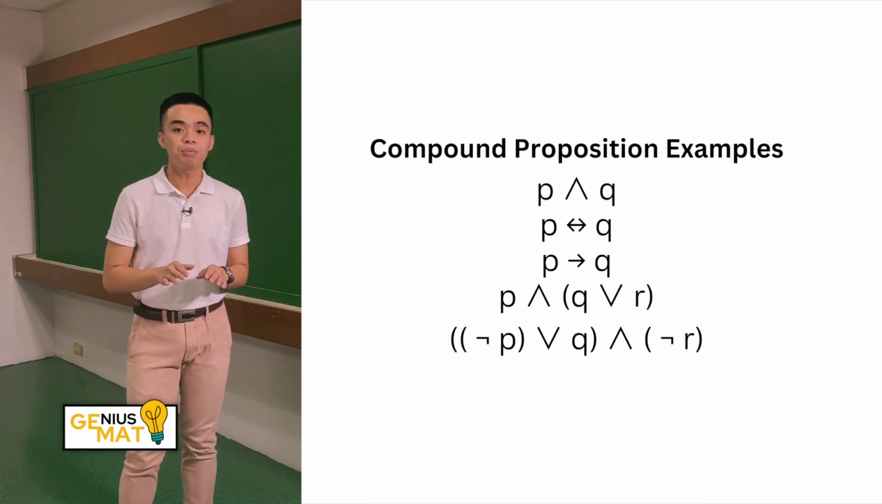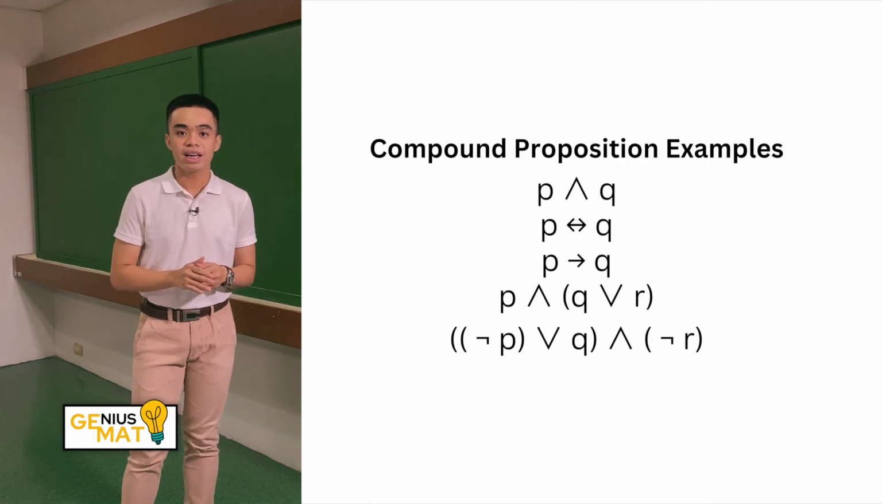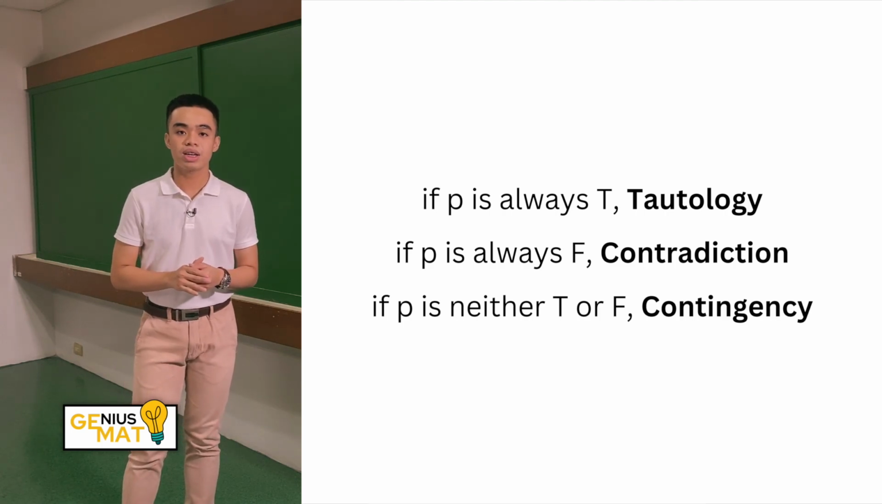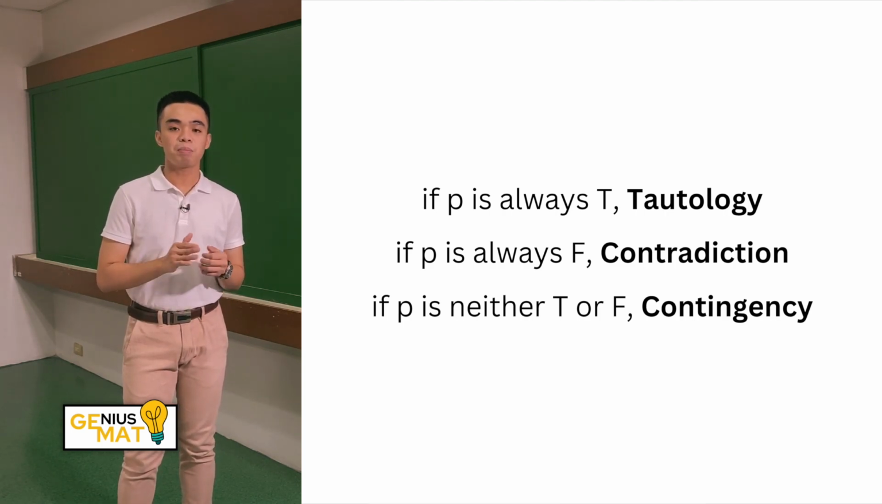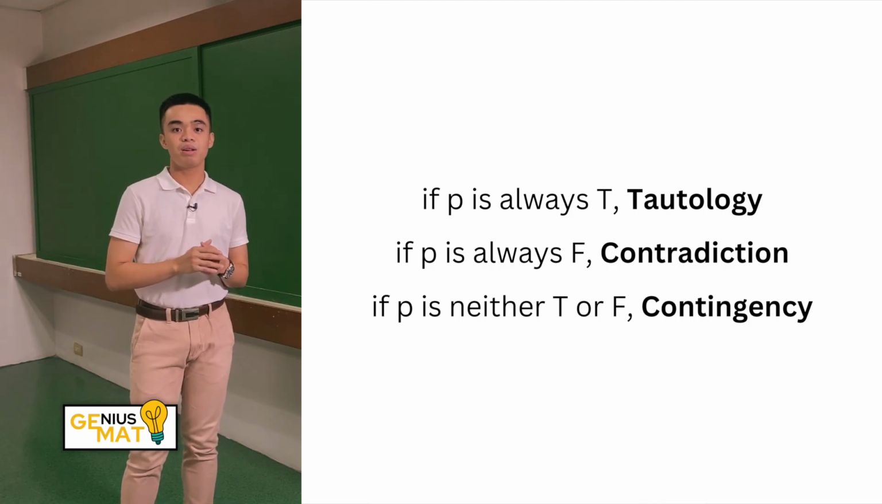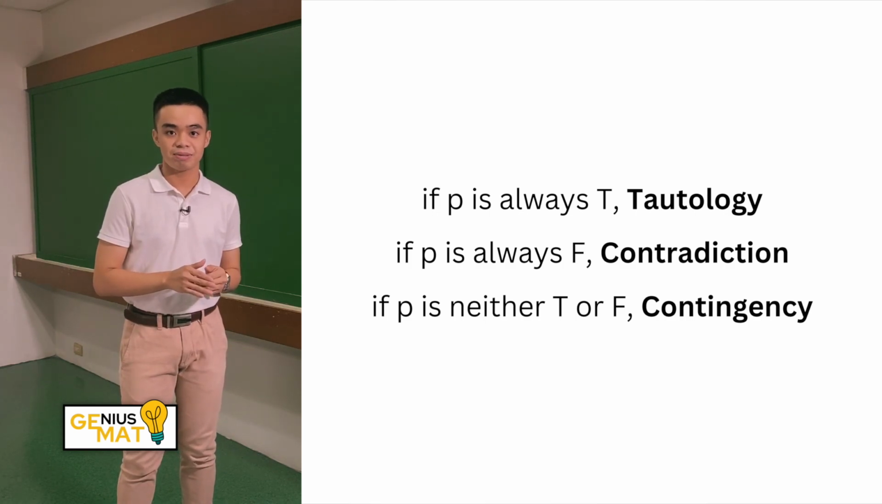If there are two propositions that are connected by propositional connectives, it is a compound proposition. There are three types of compound propositions: tautology, contradiction, and contingency. If the compound proposition is always true, it is a tautology. If it is always false, it is a contradiction, while neither tautology nor contradiction is a contingency.